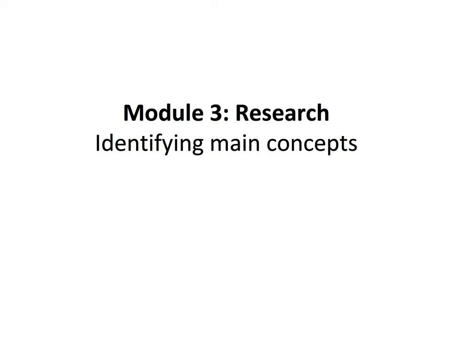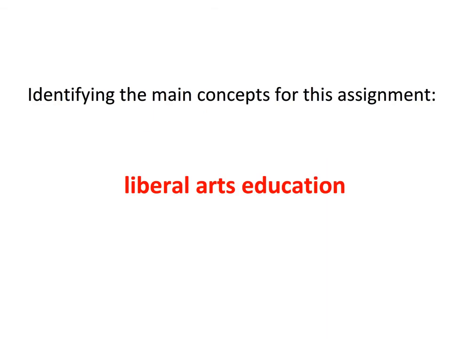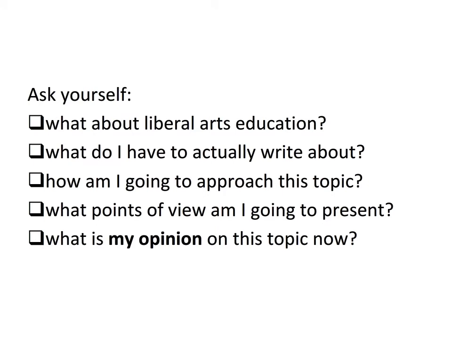This module deals with research and how to identify main concepts of an assignment. For this assignment, the main concepts are very easy to identify. Very easily you can tell that this assignment is about liberal arts education. Now you should ask yourself, well, what about liberal arts education? What do I actually have to write about? How am I going to approach this topic? And what points of view am I going to present? Most importantly, what is my opinion on this topic?